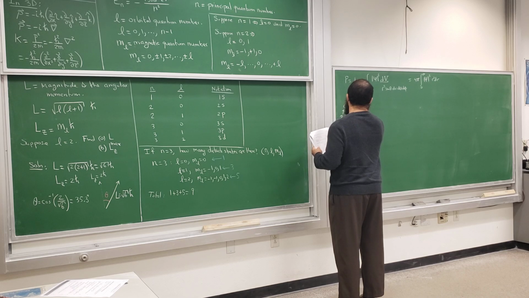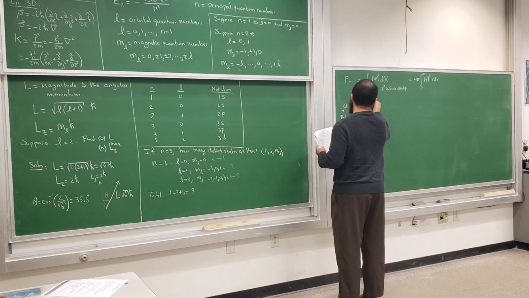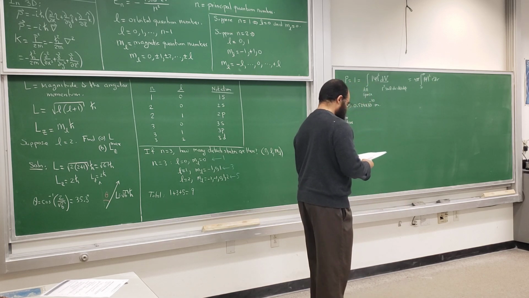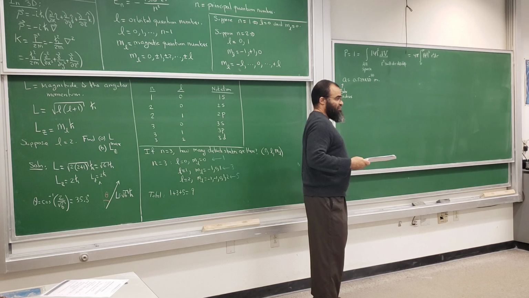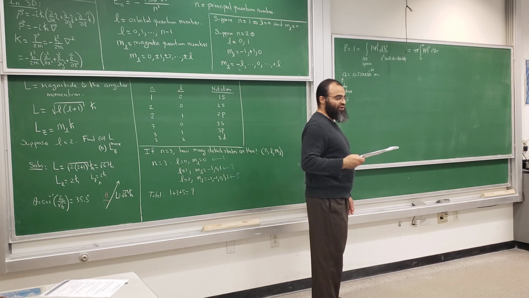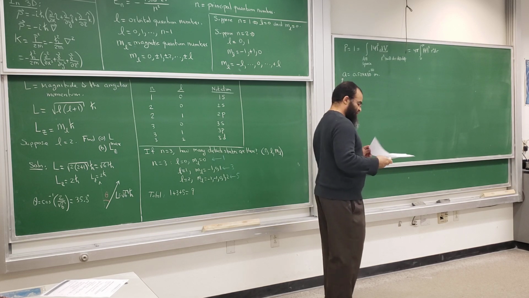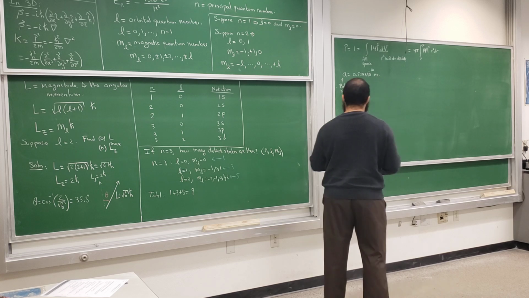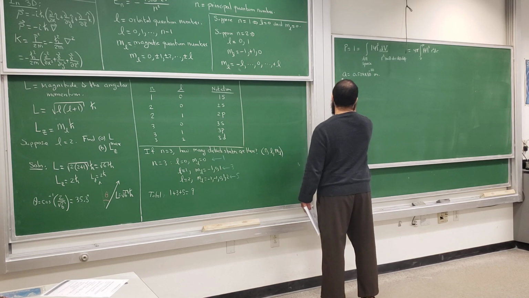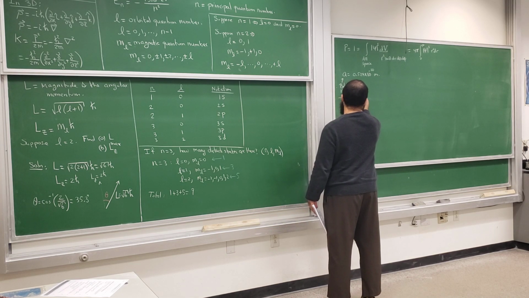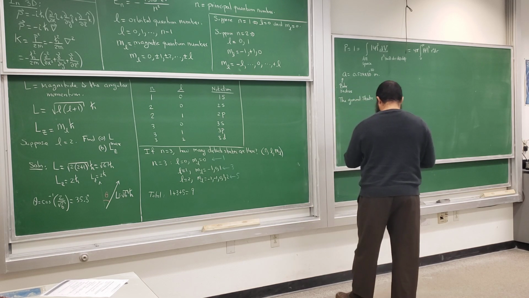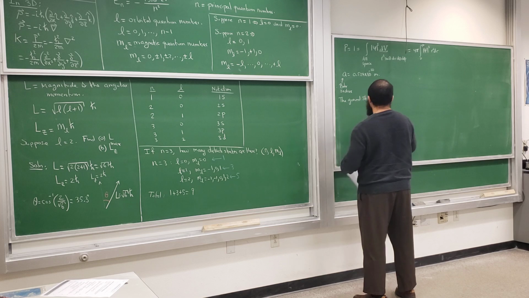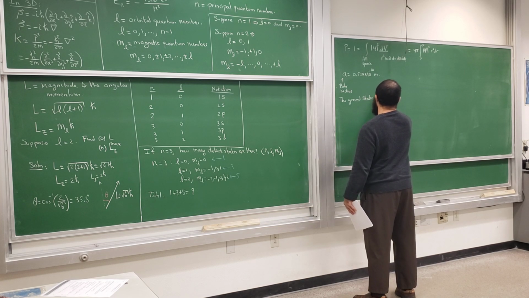That was 0.529 times 10 to the minus 10 meters, right? The wave function when n equals 1, which means L equals 0, M_L equals 0, that wave function is this. The ground state wave function.